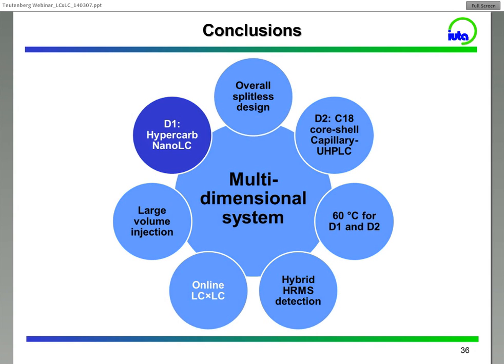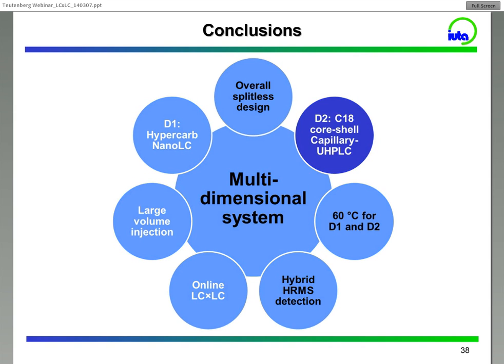In the first dimension, we used a nano LC column based on porous graphitic carbon. This is very, very important to make a large volume injection, especially on the first dimension column. In the second dimension, we used a core shell stationary phase based on classical silica C18 chemistry. It's a micro LC UHPLC column, which is stable up to a pressure of 1000 bar.